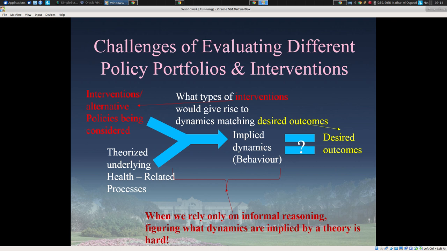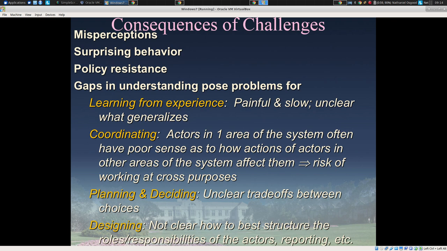This is particularly challenging because when we have these theories, we're thinking about interventions that intervene on the system beyond our postulated understanding of how the system behaves, trying to understand to what degree this will all yield desired outcomes and how soon and how big the effects will be and what are the trade-offs between different types of outcomes. It's really difficult based on informal reasoning. And the consequences of this are writ large: misperception, surprising behavior. I spoke of policy resistance yesterday.